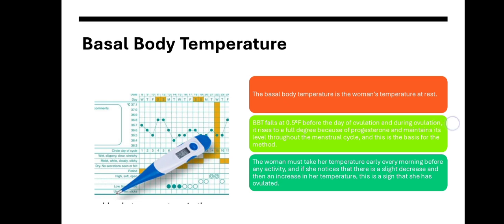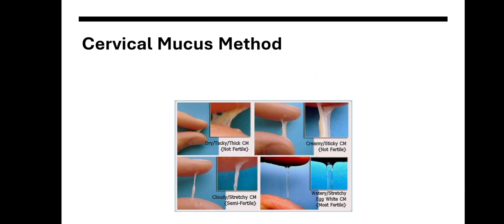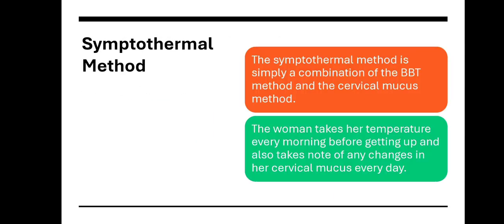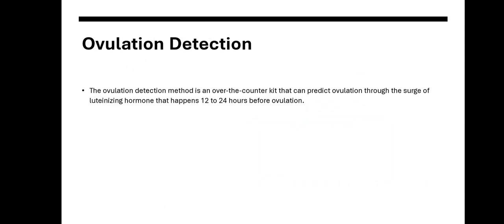Cervical mucus method. The basis of this method is the changes in the cervical mucus during ovulation. Symptothermal method. The symptothermal method is simply a combination of the BBT method and the cervical mucus method. The woman takes her temperature every morning before getting up and also takes note of any changes in her cervical mucus every day. Ovulation detection. The ovulation detection method is an over-the-counter kit that can predict ovulation through the surge of luteinizing hormone that happens 12 to 24 hours before ovulation.